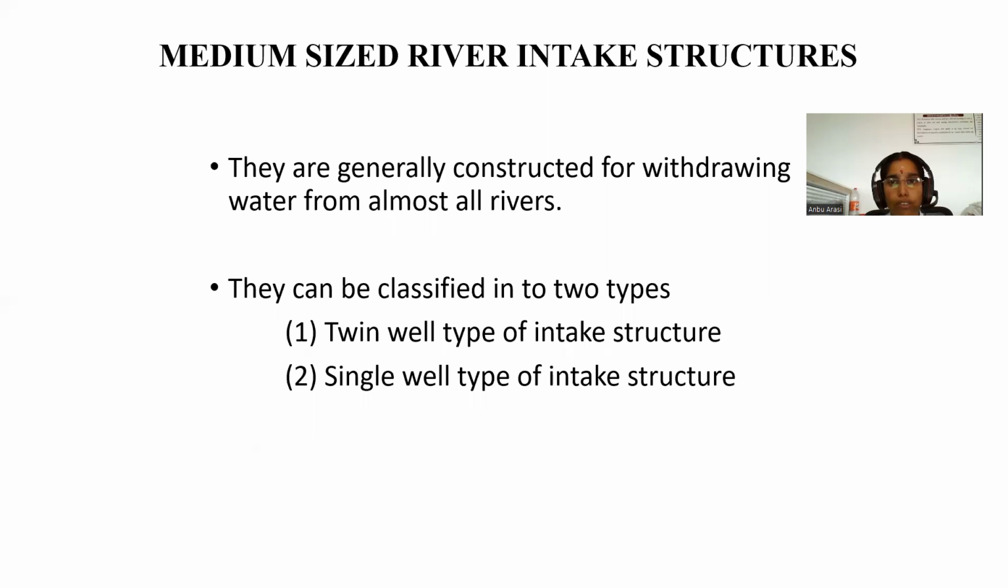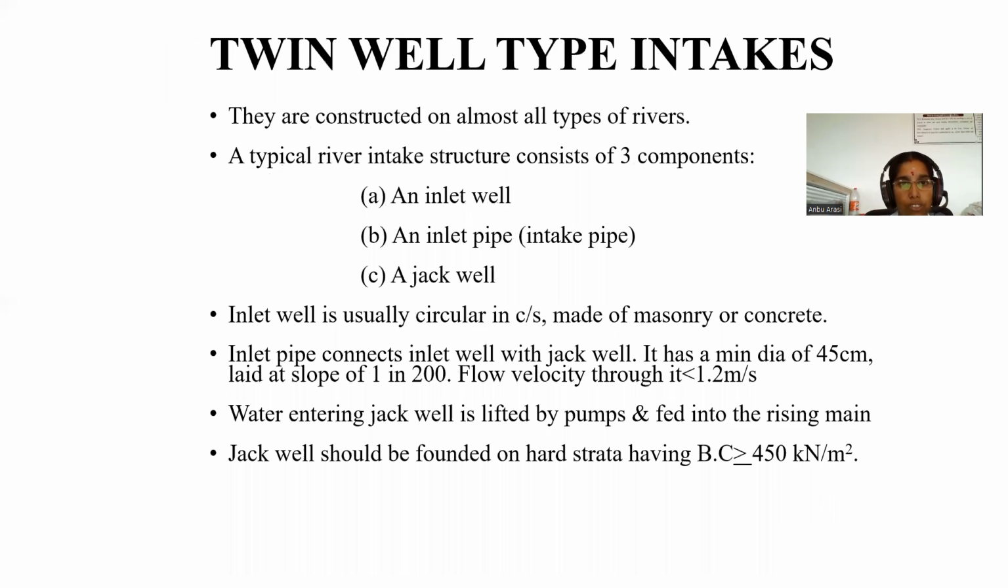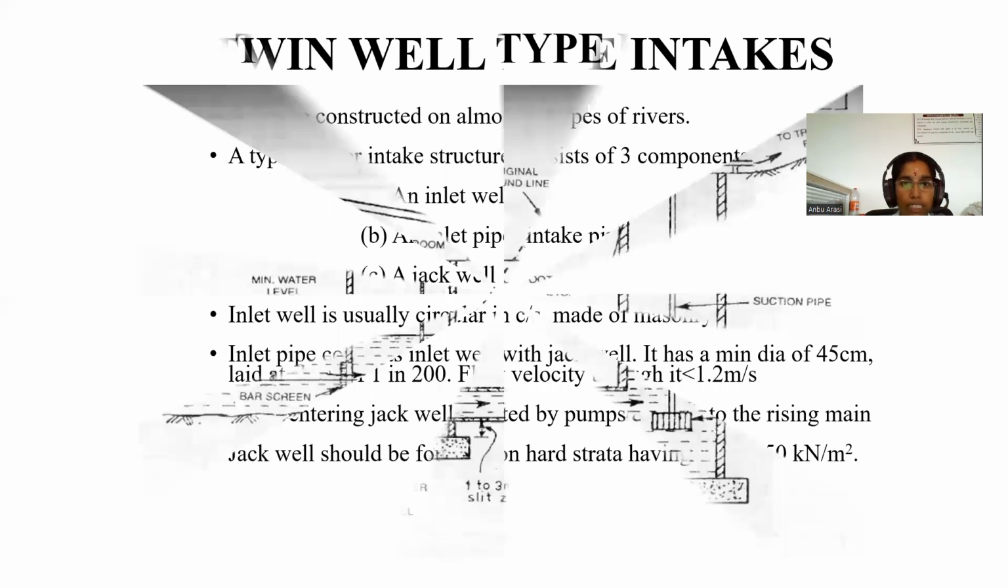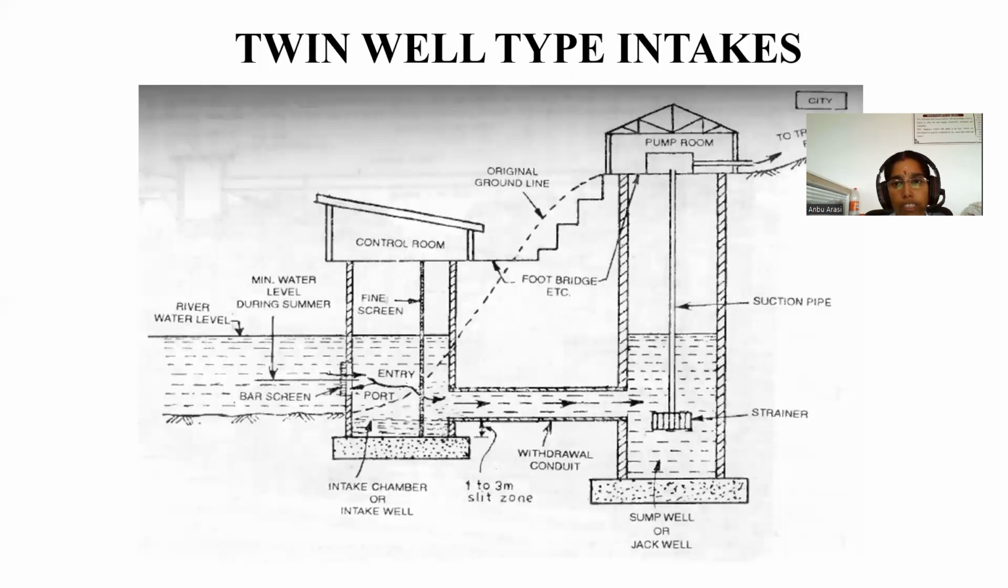Intake structures are generally constructed for withdrawing water. There are two types: the twin well type of intake structure and the single well type of intake structure. This is the twin well type of intake structure. One well is the intake well and the other well is called the sump well or jack well. This is the most commonly used type of river intake, which is generally constructed on almost all types of rivers.